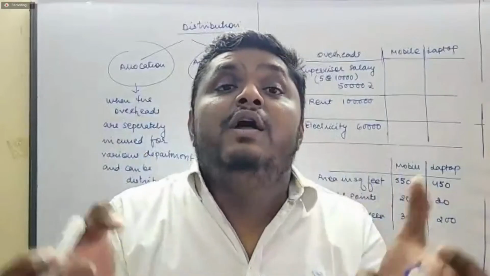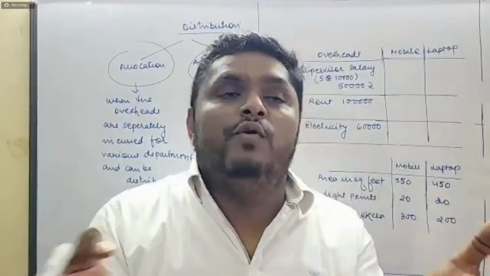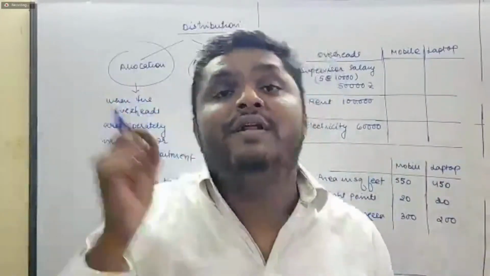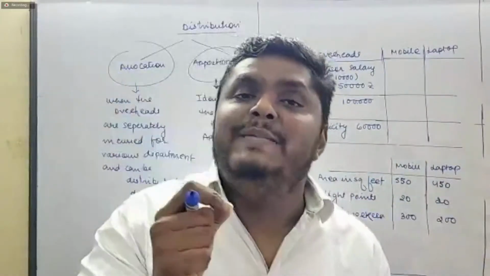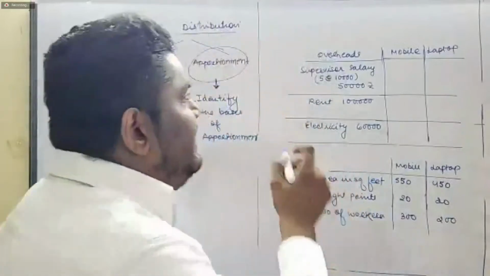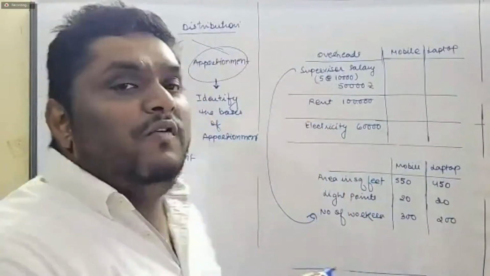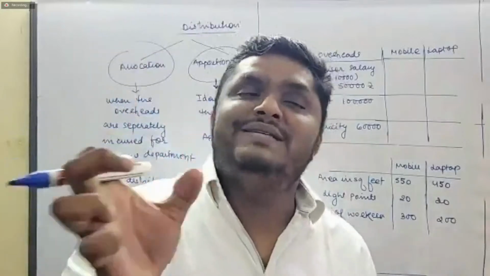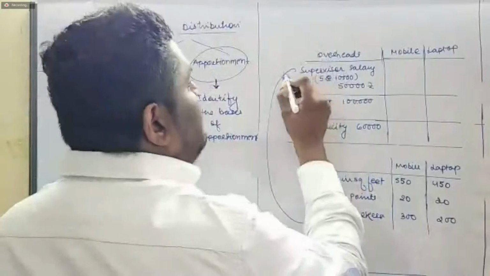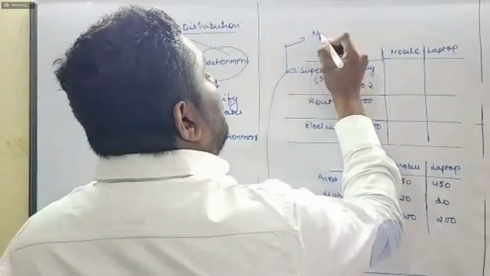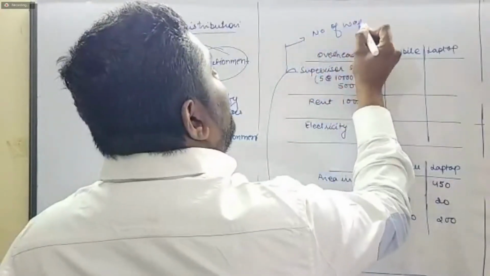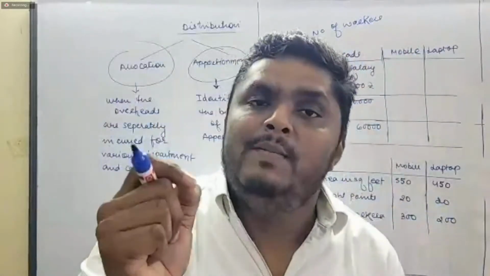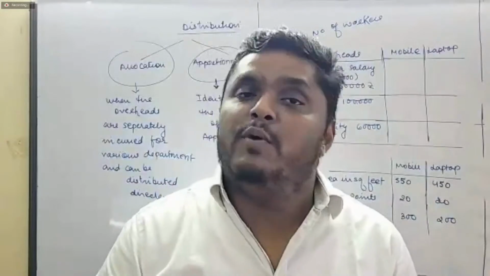What does the supervisor do? They supervise the workforce. So when talking about supervisor salary, the number of workers is important. So what should be the basis of distribution of supervisor salary? Very simple, guys. Number of workers. So now we have identified the base: supervisor salary will be apportioned on the basis of number of workers.